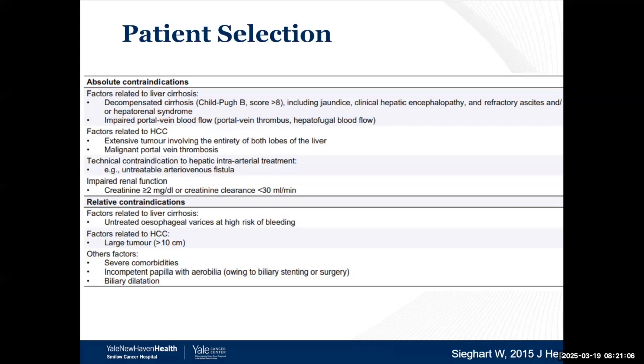Relative contraindications: obviously, untreated esophageal varices at high risk of bleeding. Factors related to HCC: large tumor thrombus, obviously, and large tumors over 10 centimeters. They can be safely treated with TACE in a staged fashion. Other factors are severe comorbidities. If someone has end-stage COPD, or very significant complications from other diseases, or biliary dilatation and biliary injury, or bile duct invasion by a tumor, those are cases where one has to decide what the benefit might or might not be.